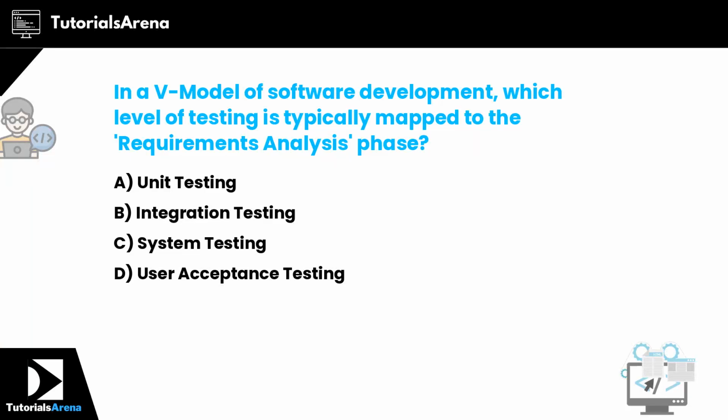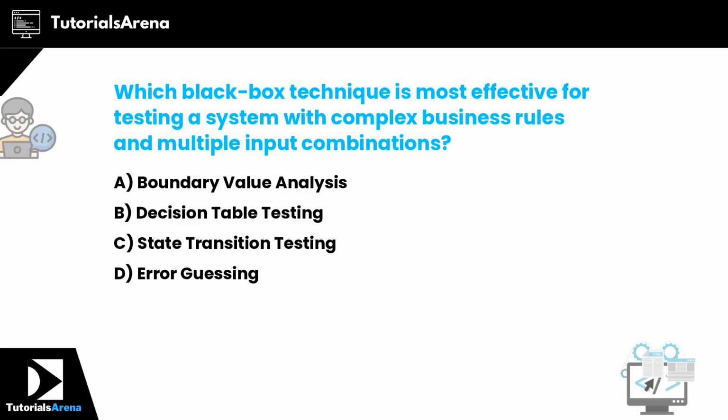In a V model of software development, which level of testing is typically mapped to the requirements analysis phase? The correct answer is option D, user acceptance testing. Which black box technique is most effective for testing a system with complex business rules and multiple input combinations? The correct answer is option B, decision table testing.